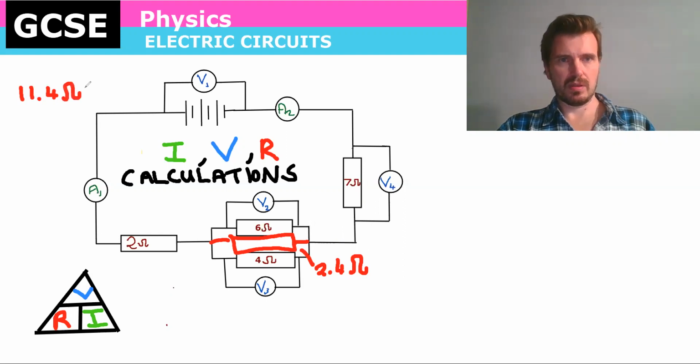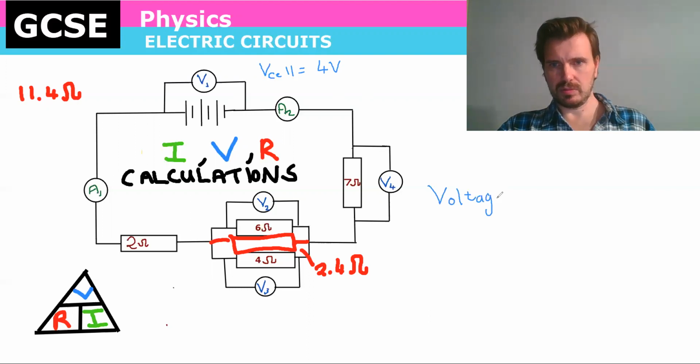Now, that would not be enough to calculate the voltage or the current. We need one or the other. So I'm going to tell you that the voltage of each cell is equal to 4 volts. If the voltage of each cell is 4 volts and you've got 3 cells, the voltage in the circuit is equal to 12 volts.